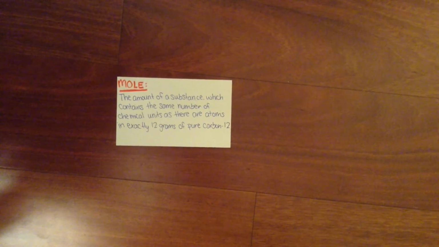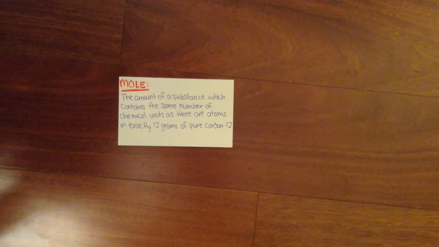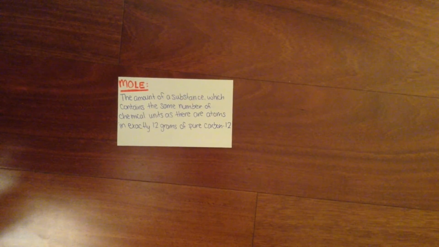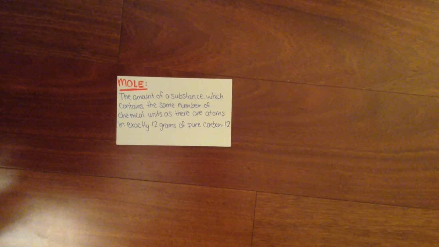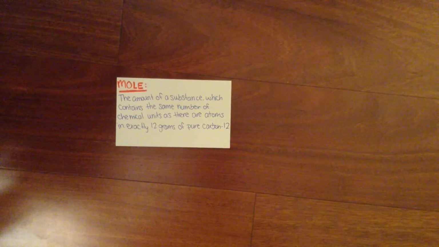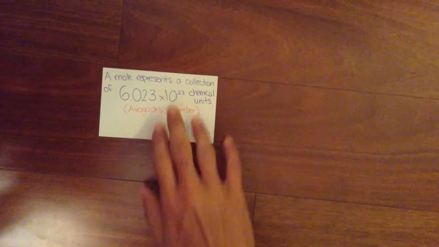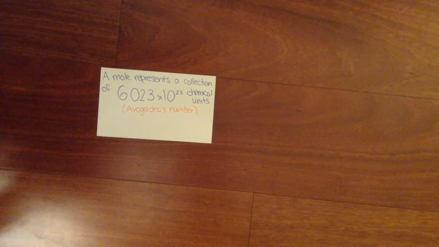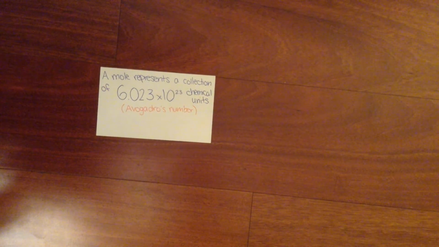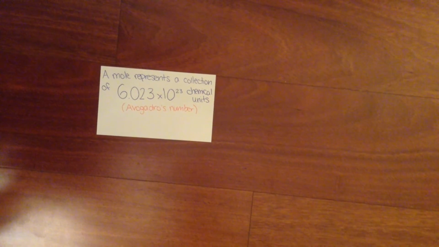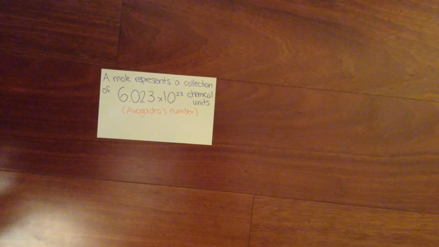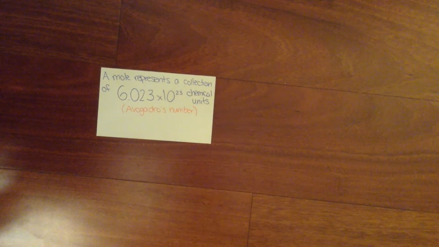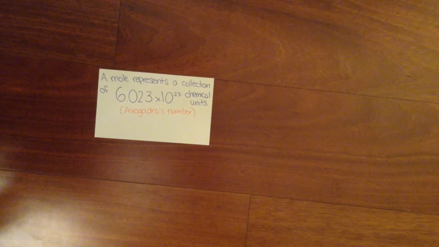A mole is the amount of a substance which contains the same number of chemical units as there are atoms in exactly 12 grams of pure carbon. It is represented by a collection of 6.023 times 10 to the 23rd chemical units, which was developed by Avogadro and is today known as Avogadro's number.